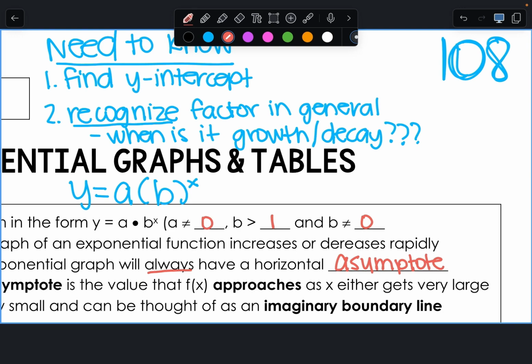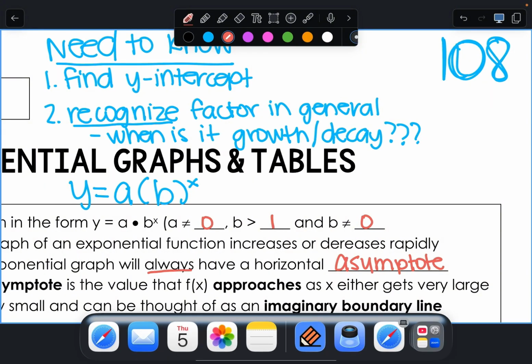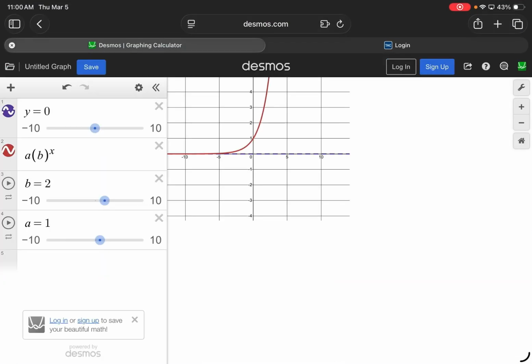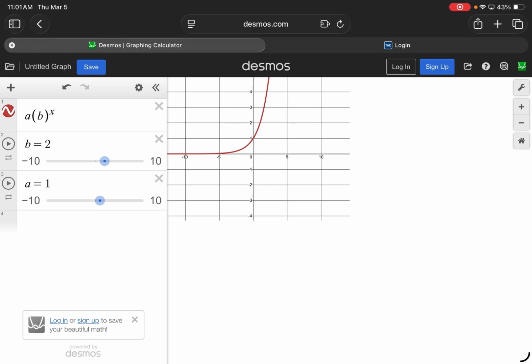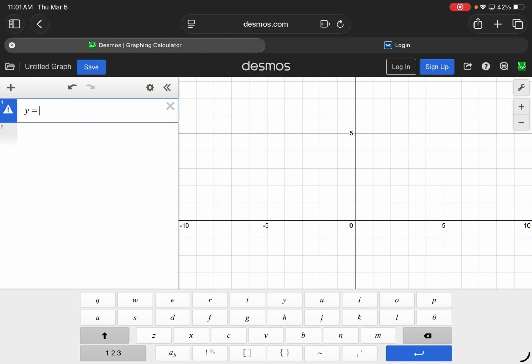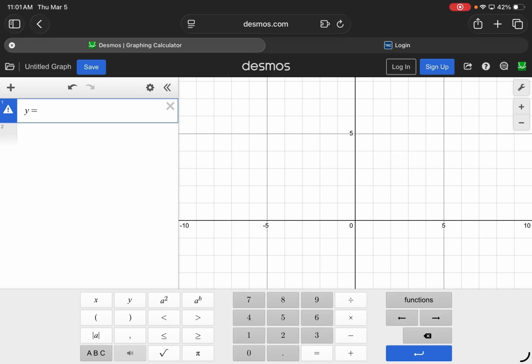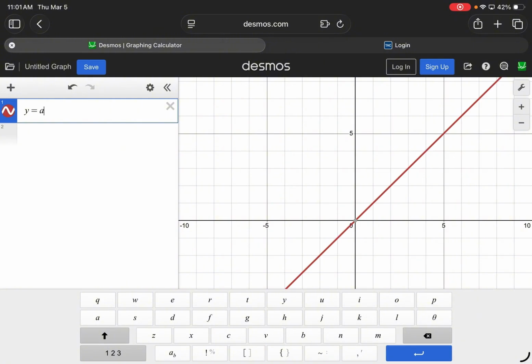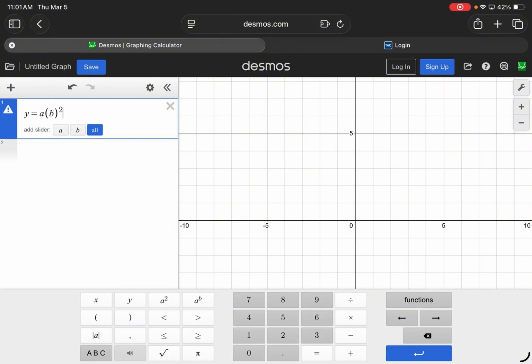All right. I'll come back to this. So let's look at our graph here. Why did it minimize? Oh, yay. Now I gotta type it in again. What is y equal to? 2 to the x.